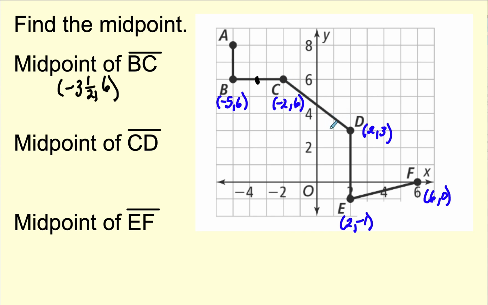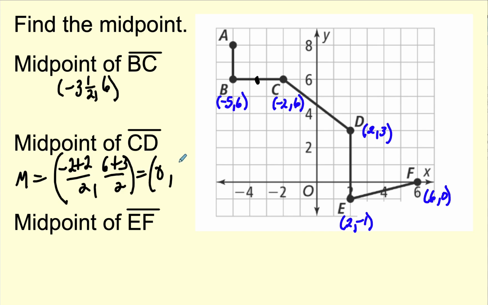Now the midpoint of CD, I'm going to use the formula. The midpoint is equal to, and I'm going to take the two x's, -2 and 2, and I'm going to add them up and then divide by 2. And then I'm going to take the two y's, 6 plus 3, and divide it by 2. So the answer will be 0, and then this will be 9/2. And it's okay to say 9/2, you don't have to say 4.5.